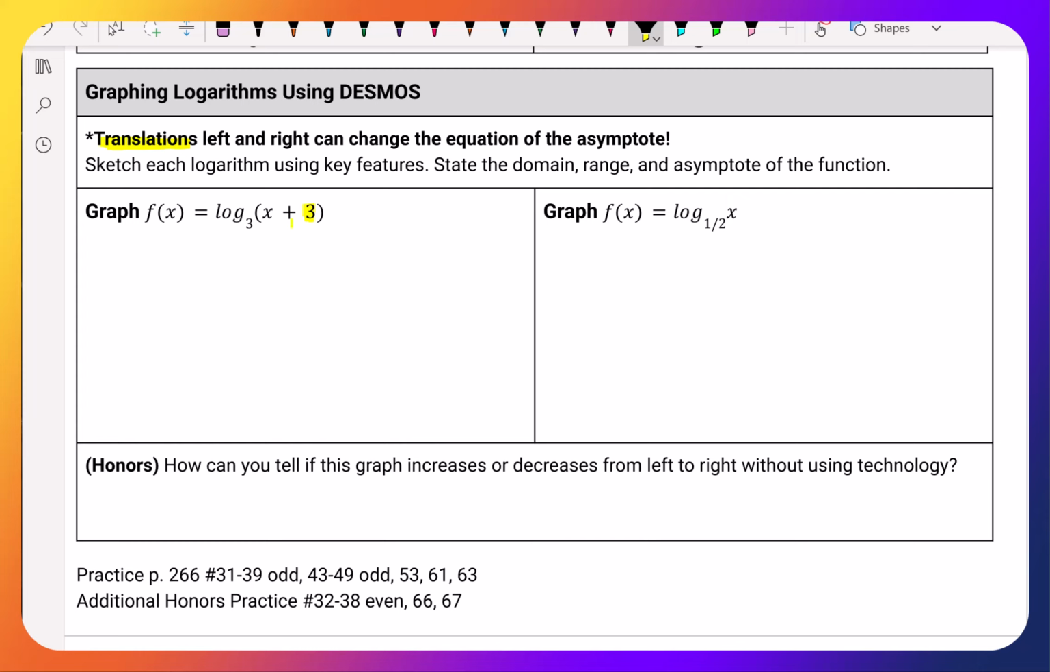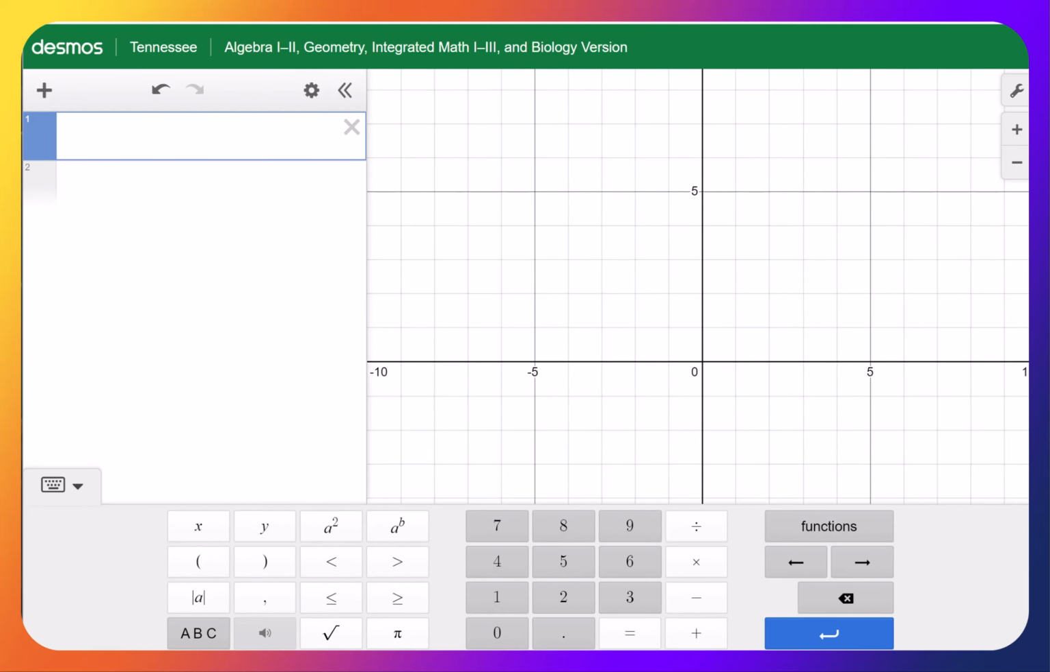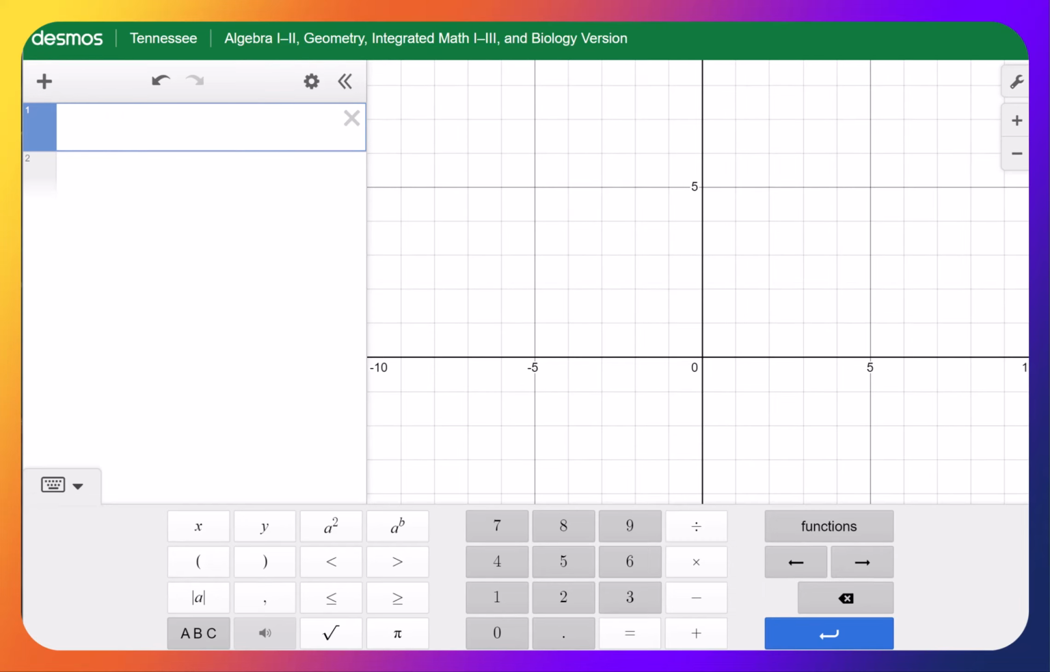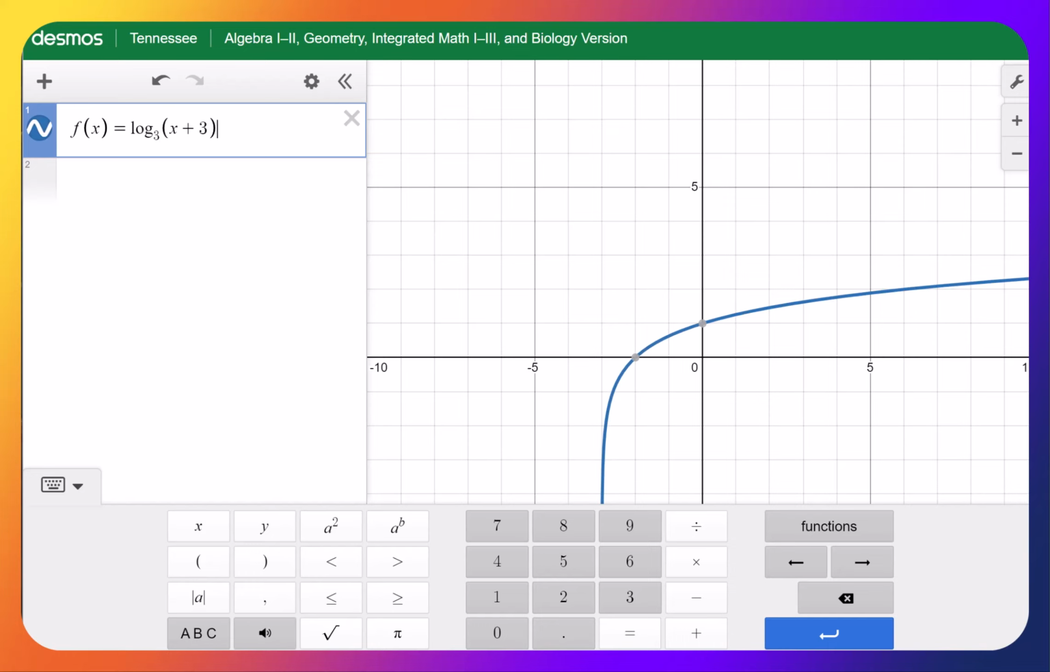Here's the good news. When you graph it, all you have to do is just make sure that you're looking for key features of the graph, like where's the asymptote, where are your intercepts. So I'm going to go ahead and type in f of x is equal to log. How do we type in a base other than 10? We hit shift dash. Okay, and then hit the right arrow to get out of it, and then we're going to type in x plus 3. There we go.